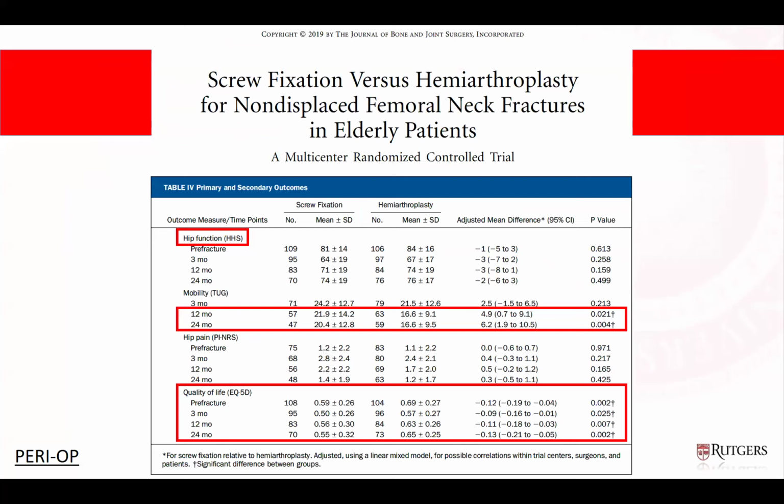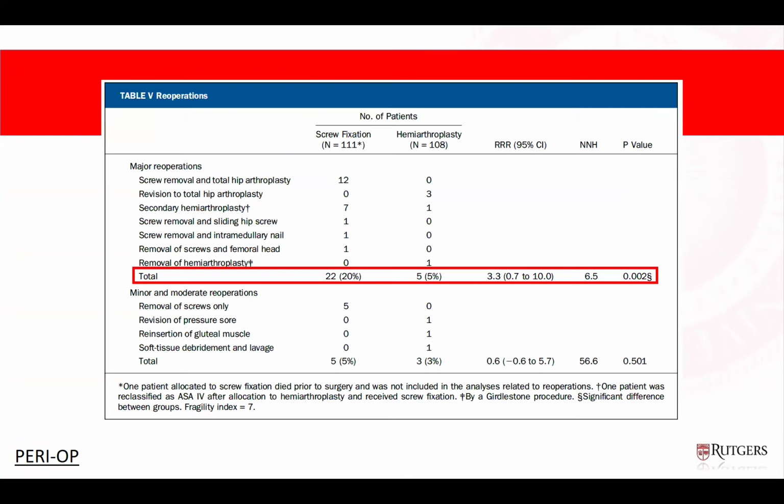This was one article in JBJS in 2019 that compared screw fixation with hemi. It was a multi-center randomized control trial in Norway, 111 patients in the cannulated screws group and 108 in the hemi group. Primary outcome was the Harris hip score. There was no significant difference between the two. There was some difference in mobility in terms of get up and go tests in favor of hemiarthroplasty at 12 and 24 months, as well as subjective quality of life scores.